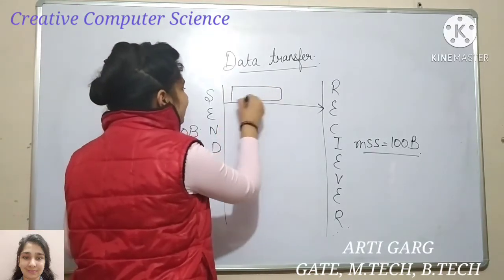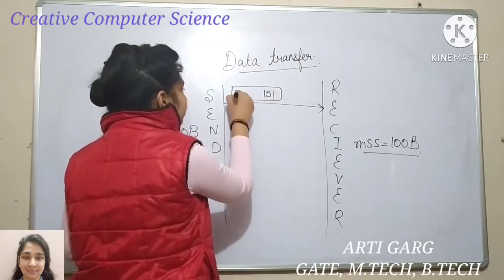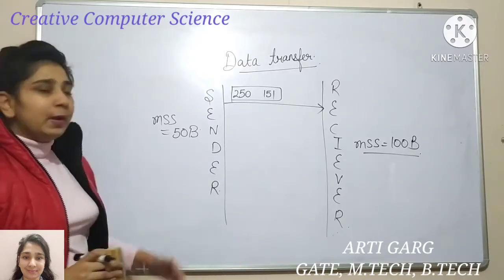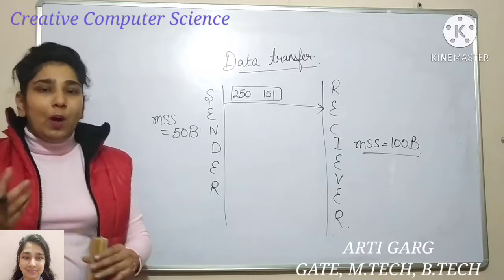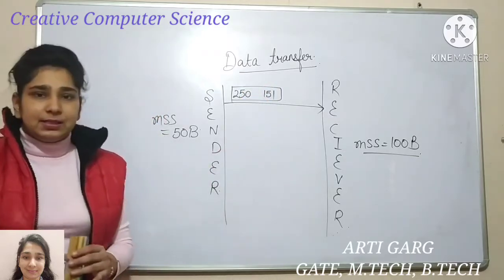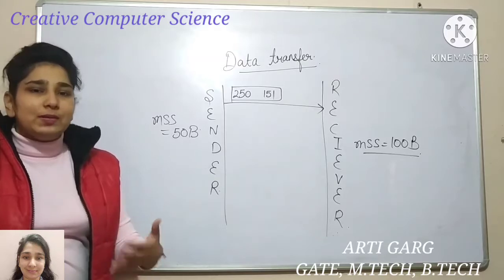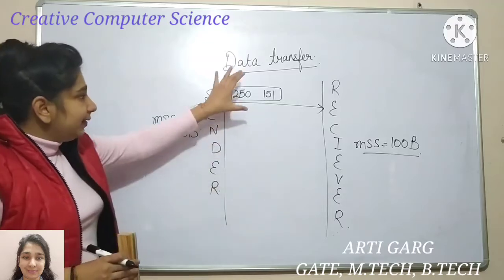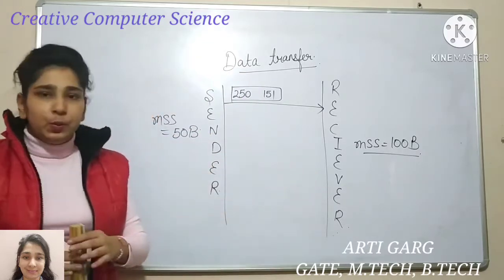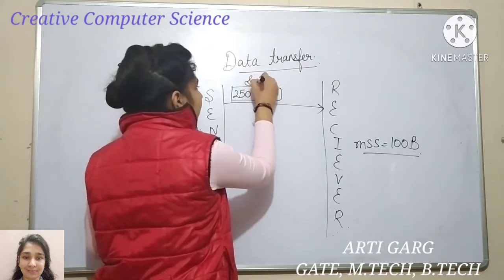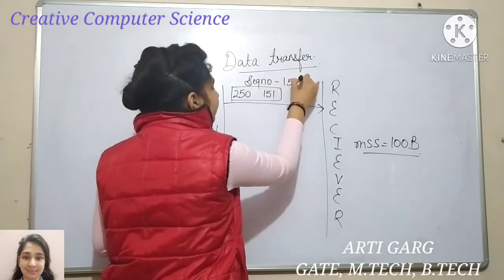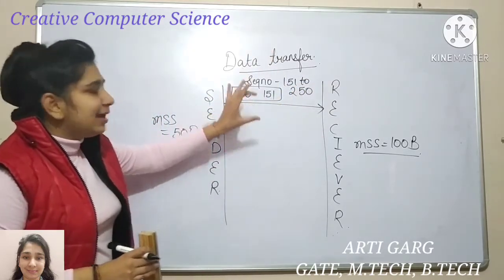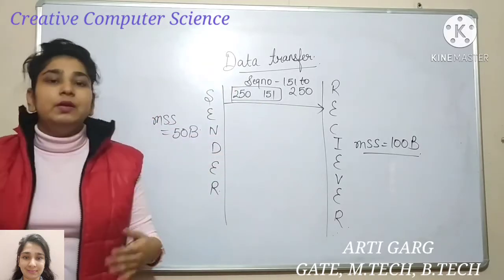It is sending one segment ranging from 151 to 250. Okay, we are initially sending one segment from the sender to the receiver. One segment size could be 100 bytes. And we are sending the sequence numbers from 151 to 250. This segment, with sequence numbers 151 to 250, we are sending to the receiver.